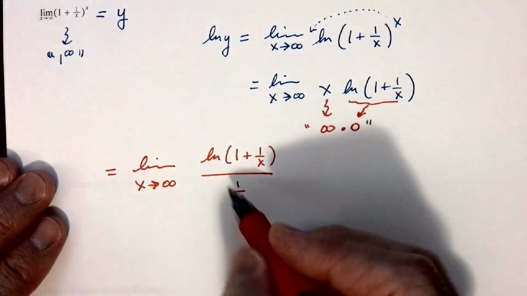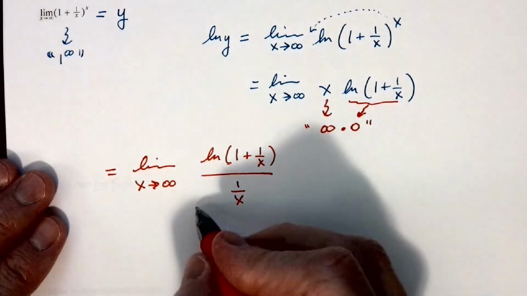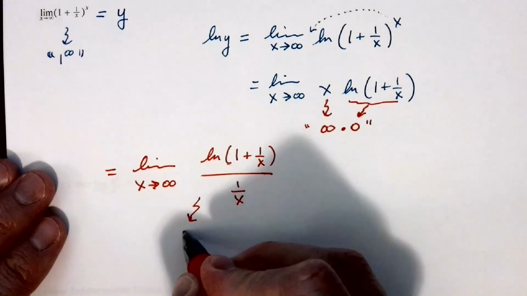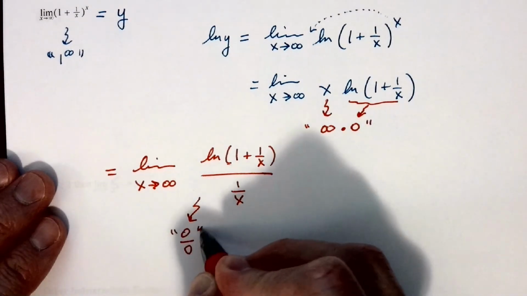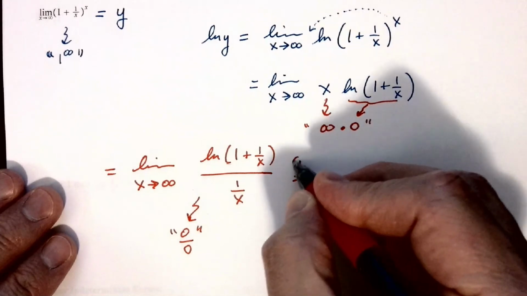But now look at the form. The top is going to 0. What's the bottom going to? 0 as well. And so now we are in L'Hopital's rule form. Right? L'Hopital's rule form.